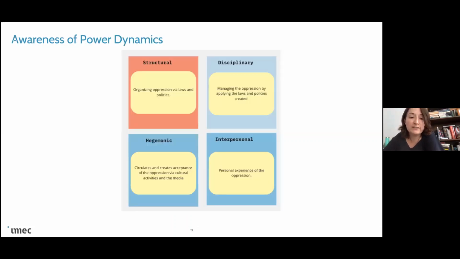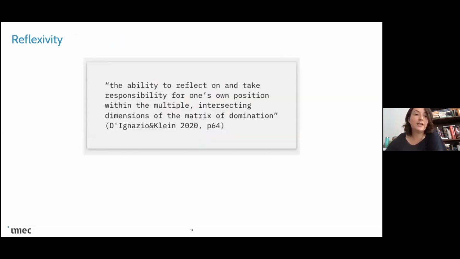These are the power dynamics. This means that there's structural oppression, and that is made up of 4 dimensions. You have structural dimension, which organizes laws and policies, the disciplinary layer, which manages the oppression by applying the laws and policies, the hegemonic dimension, which ensures that there's an acceptance and that everyone is aware of the oppression, and finally, it's the personal experience of oppression. And again, I will explain how you can use that later.